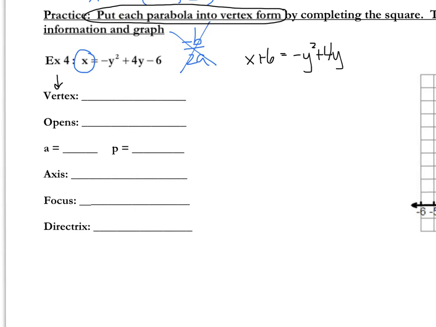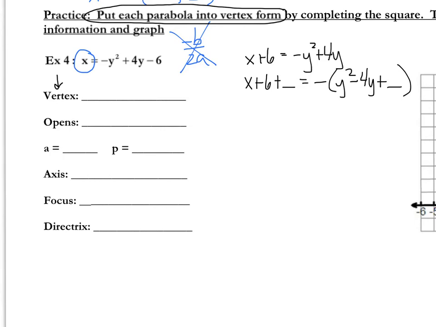So the coefficient of y squared has to be positive 1 in order to do all the completing the square stuff. So I do need to factor out that negative sign, which is also going to change the sign of the 4y. So I'm going to do that and add the blank on both sides. Negative parentheses, y squared minus 4y plus blank. Okay, be very, very careful. When you take out that negative sign, it also affects the 4y.